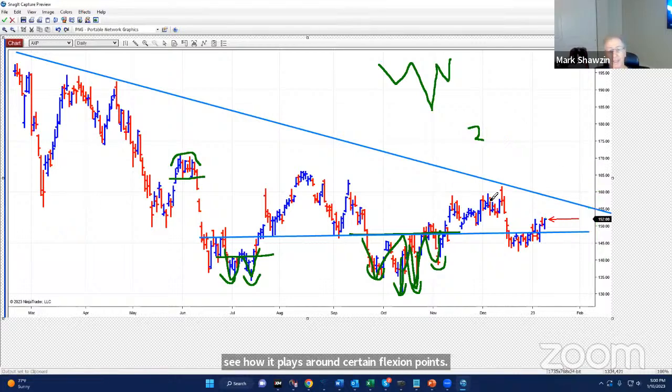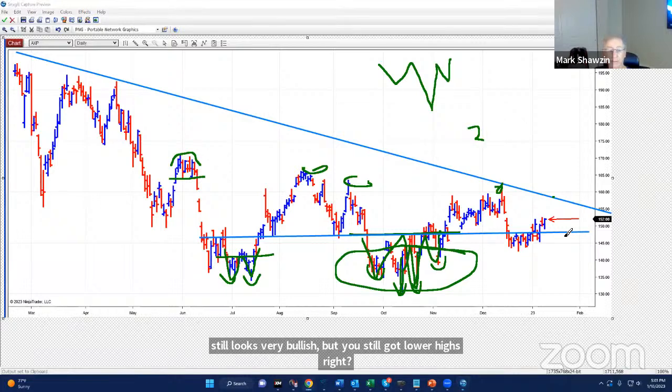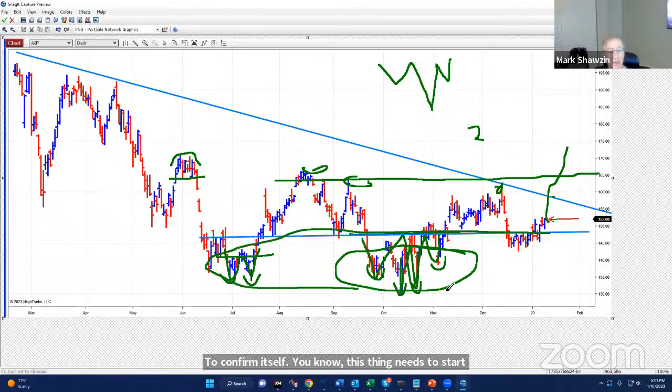So if we get to this 160, now I'm going to be watching, does this thing roll, or do we start breaking out here and setting up for a trade to go north? I mean, with all this bearish talk, this still looks very bullish, but you still got lower highs, right? So in order for a market to confirm itself, this thing needs to start making higher highs. If this is a series of bottoms, then the market should start confirming it.